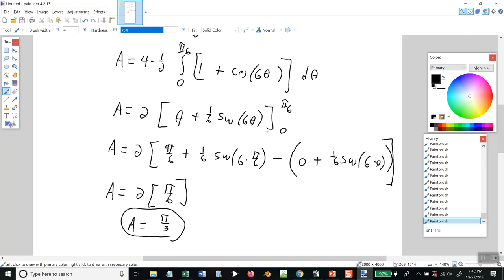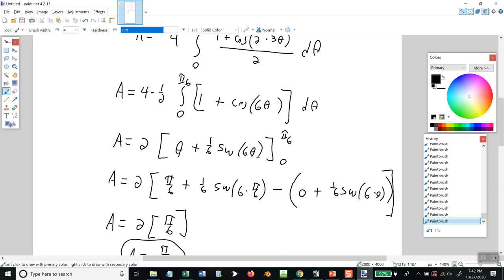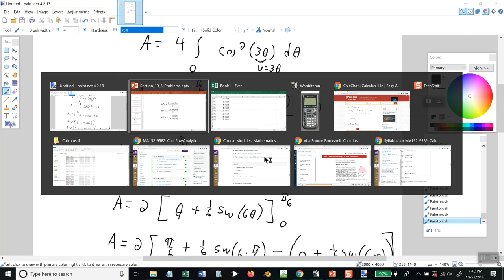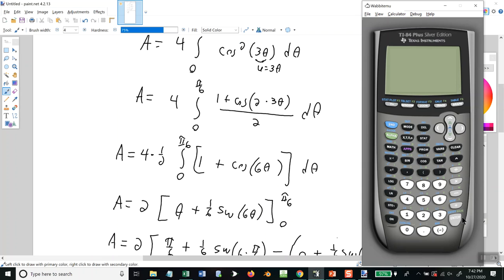How did you find pi over 6 again? Let's see. I started here. If you notice where my flashing cursor is, I'm in trace. That's theta equal to 0, and it tells you at the lower left-hand corner. And then if I start moving my right arrow key, I keep moving it until I get half the leaf.